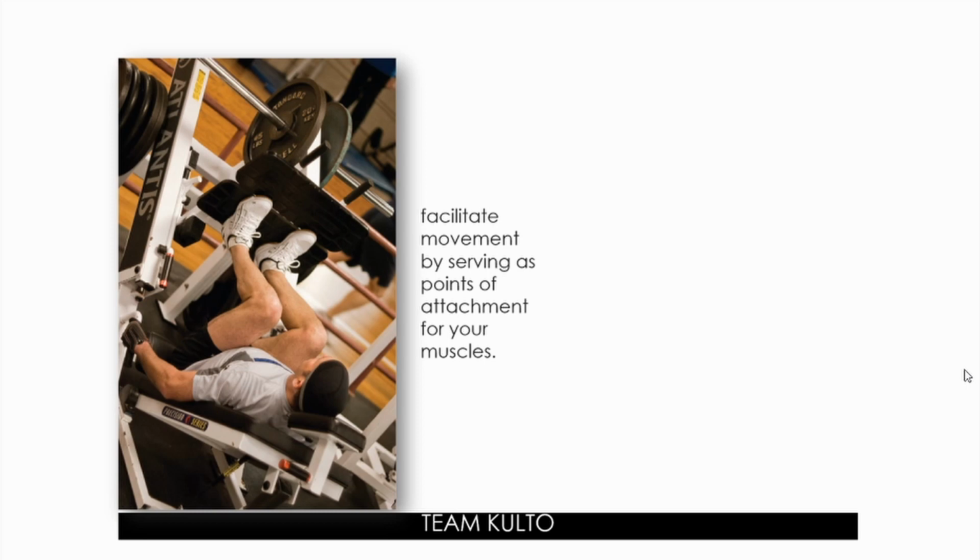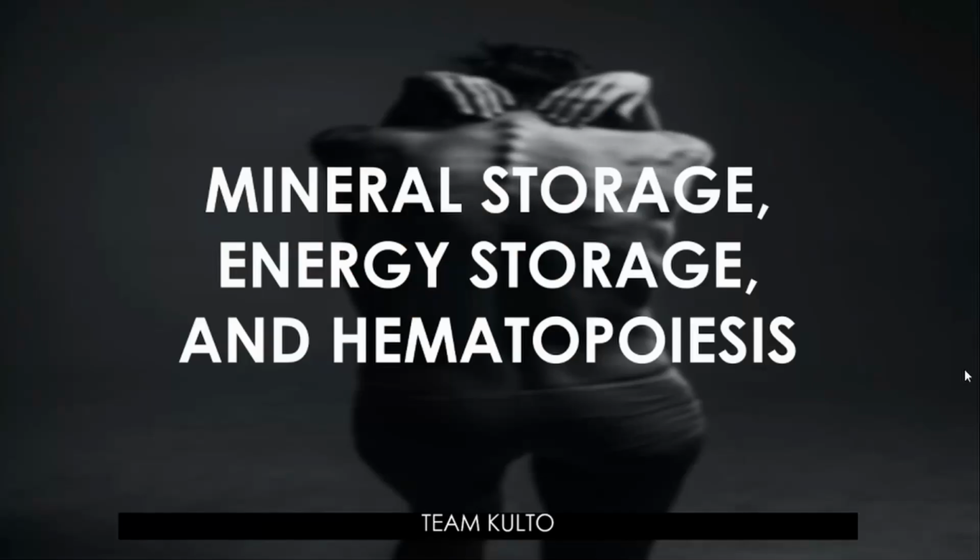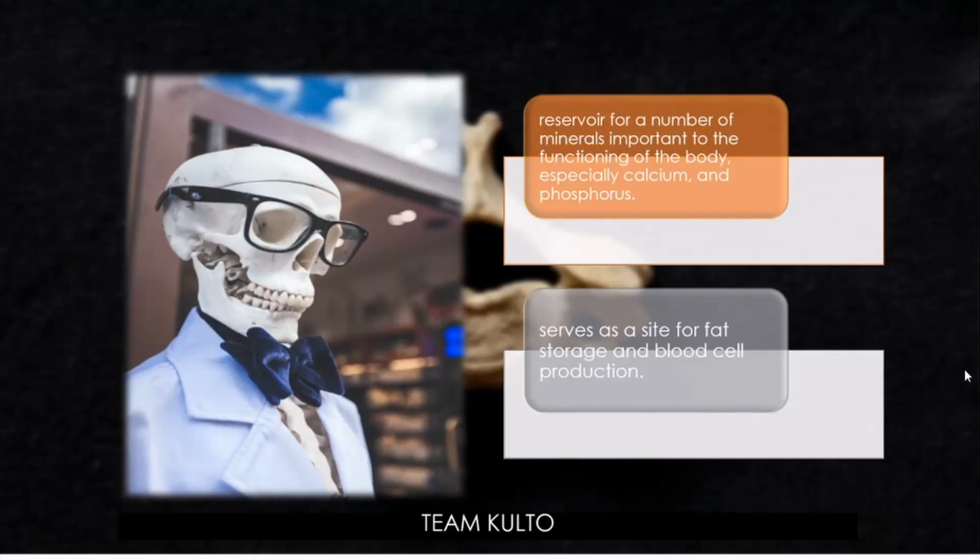What else? Bones also protect internal organs from injury by covering or surrounding them. For example, your ribs protect your lungs and heart, the bones of your vertebral column, your spine, protect your spinal cord, and the bones of your cranium or your skull protect your brain. Now, mineral storage, energy storage, and hematopoiesis. On a metabolic level, bone tissue performs several critical functions. For one, the bone matrix acts as a reservoir for a number of minerals important to the functioning of the body, especially calcium and phosphorus.